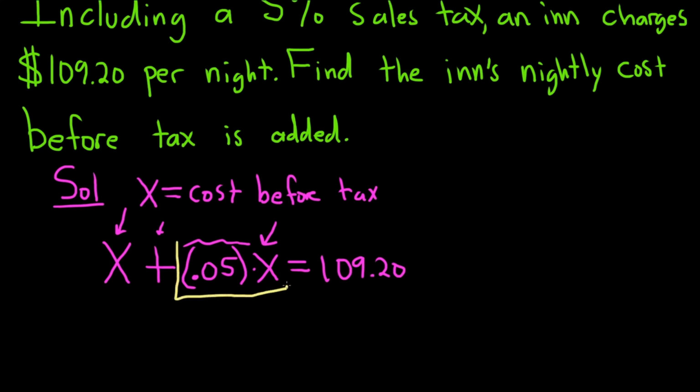This piece here is the tax, right? To figure out the tax on any amount, you just multiply it by the percent. So if something costs $20 at the store and it's 5% tax, you just do 0.05 times $20, and that gives you how much tax you'll pay. So here it's the cost of the inn before tax, and it's 5%, so it's 5% times x. So if we add that to the original cost, that will give us the cost after tax.